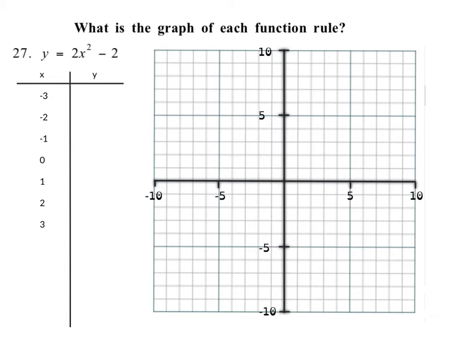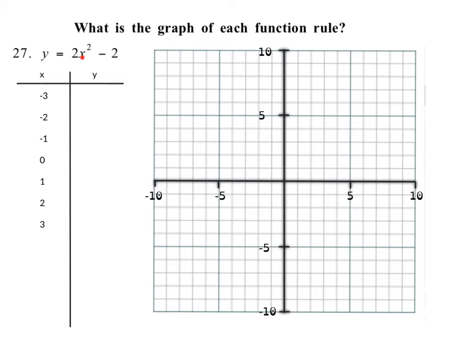So negative 3. First thing that we have to do here is we don't multiply by 2 and then square it. That's not order of operations. Order of operations says you square it, and you only square what this exponent is attached to. If it doesn't say parentheses around here, we don't do that multiplication first. We just do that squared.